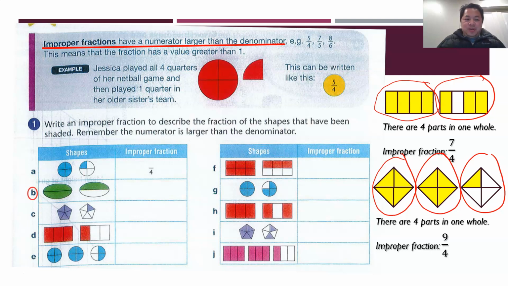Okay, so again I use another example. Okay, B. So we know that there are 2 parts in the whole, because every 2 parts make the whole, isn't it? So there are 3 parts that are shaded. So that's how we get 3 out of 2.